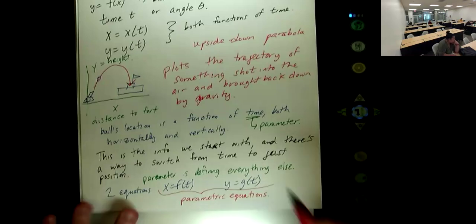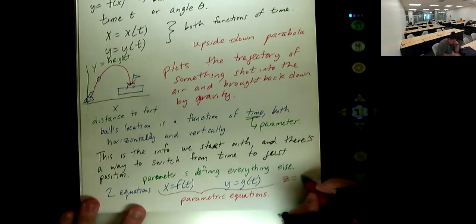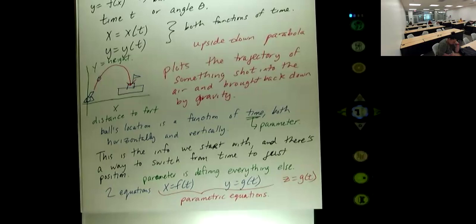When you hit calc 3, you'll have z as a function of time. That's the third dimension. And after everyone's done writing down the big picture, we'll start looking at specific examples, that way it'll be much clearer.